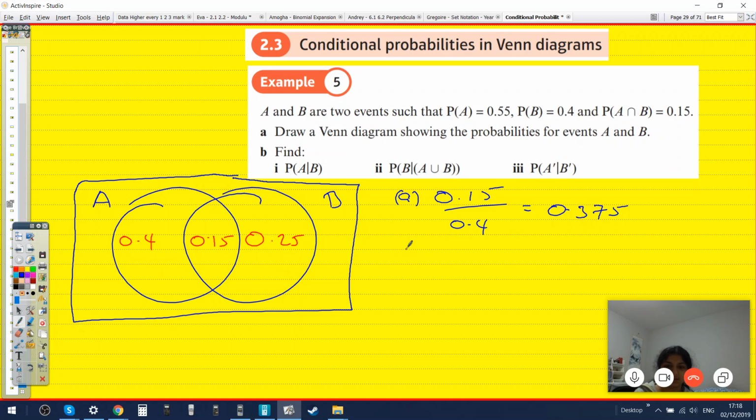Okay. B. Probability. Would that be 0.4 over... It would be over 0.8. Yep. Which is 0.5, I think. Mm-hmm. Yeah.